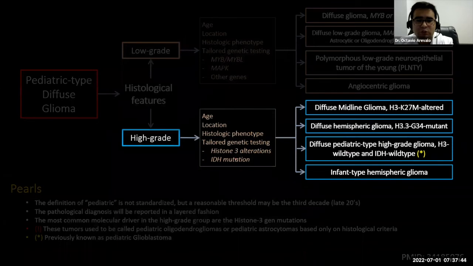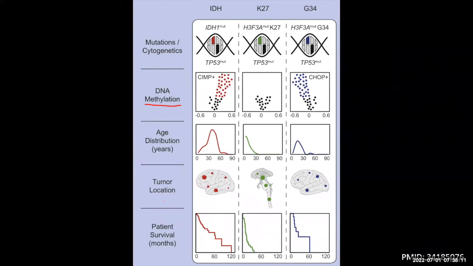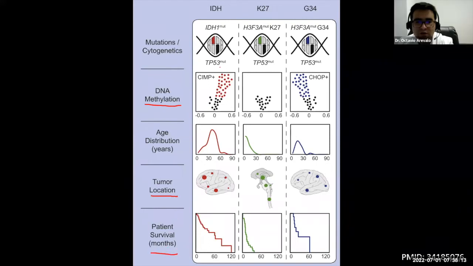So the high grade tumors, as I told you, the histone 3 abnormalities are the main driver. So I want to show you this little graph. This is again from the Heidelberg group. Very nice paper from 2012. It's a kind of old paper, but still very, very valid today. So they compare the different patterns of DNA methylation, which is a very hot topic these days in brain tumors, the tumor location and the patient survival for IDH mutations, for mutation of the position 27 of the histone 3 and the position 34 of the histone 3.